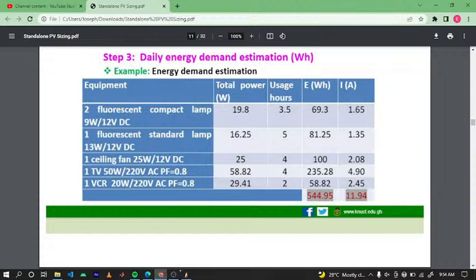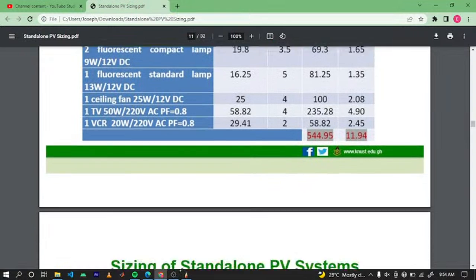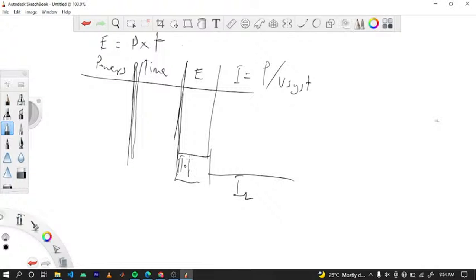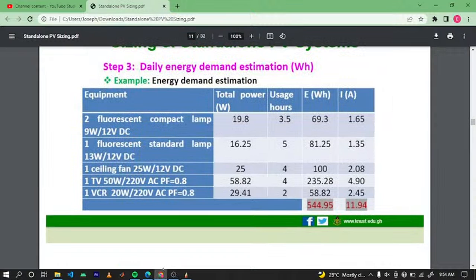If you do 58.82 divided by 12, take note it is over the system voltage, not over the 220 volt system voltage. So here we find the current given by power over system voltage. We also find our total load current here, and we also find our total energy here. If you check, we'll get our E total to be 544.95.